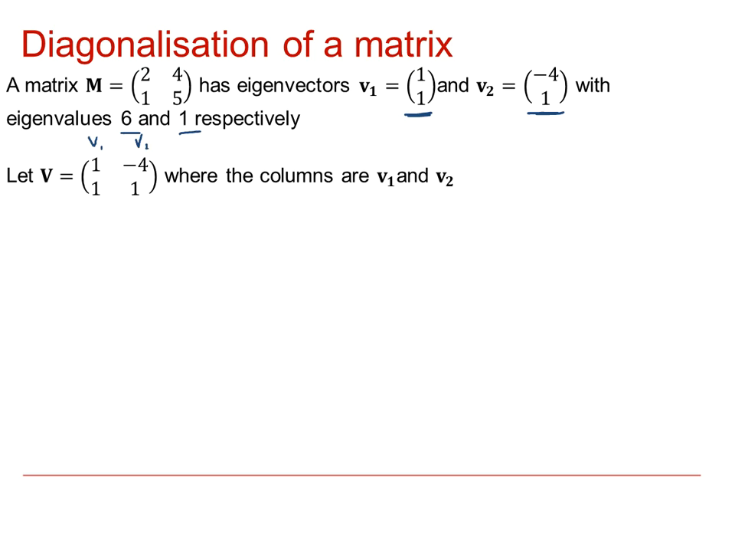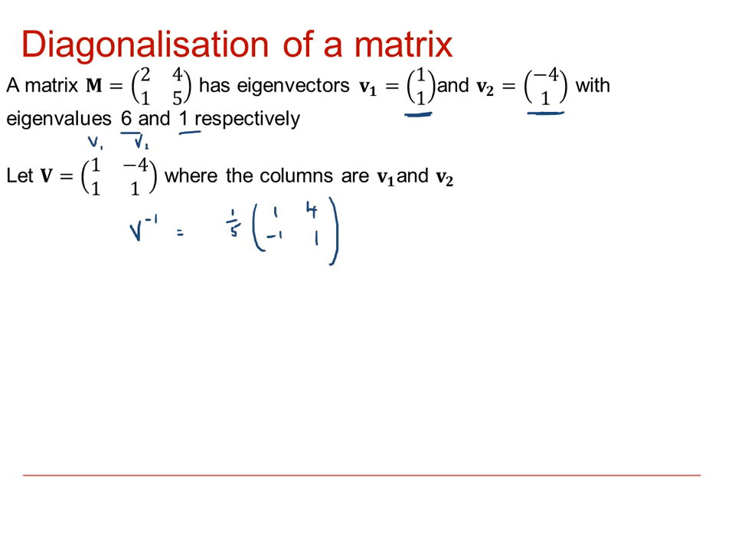The inverse of that would be found by swapping the leading diagonal, changing the sign on the other diagonal, and dividing by the determinant of V. The determinant of V is 1 minus negative 4, so that's 5. So we get 1/5 of 1, 4, negative 1, 4.